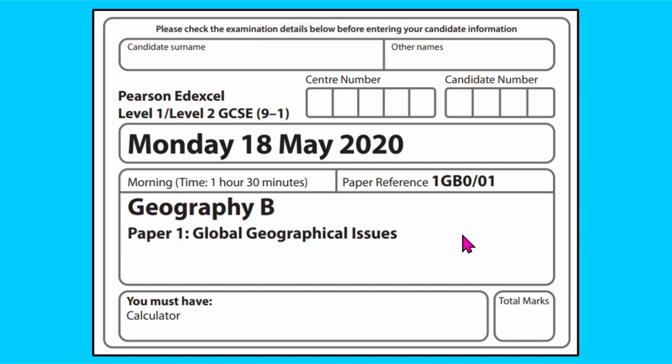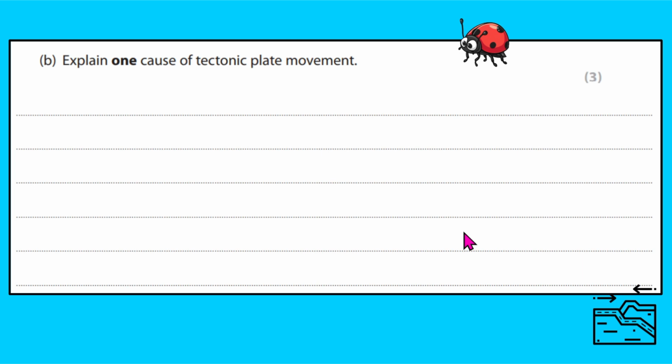All right, guys, today we're going to look at a 3-mark question from the Geography B Edexcel paper in 2020. So let's have a look at what it contains. Explain one cause of tectonic plate movement. Bug the question, pause it if you know how to do that. It's a relatively clean and simple question.